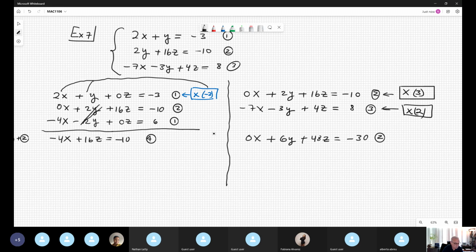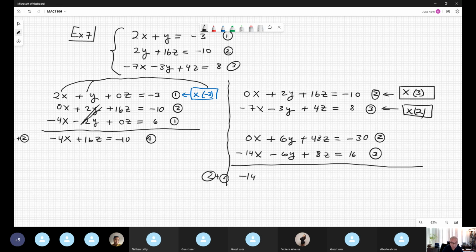A multiplication by 2. When you multiply by 2, we have negative 14x minus 6y. This was my equation. Plus az equal 16, because 2 times a is 16, and this is my equation 3. And now you add 2 plus 3. 2 plus 3 equation is negative 14x.